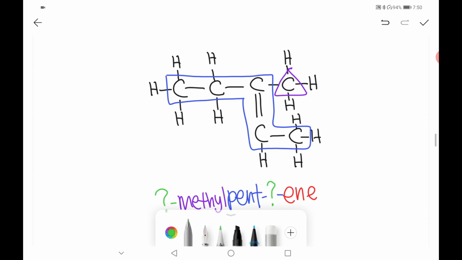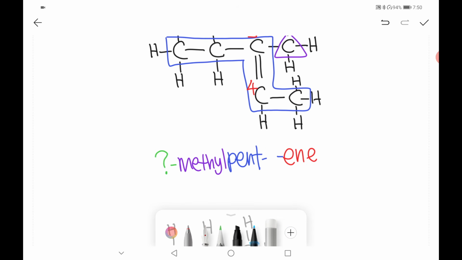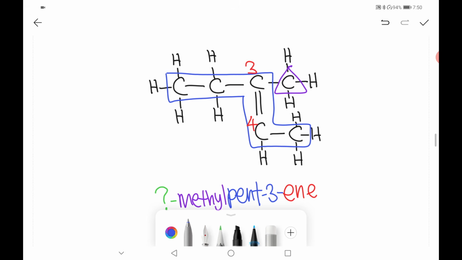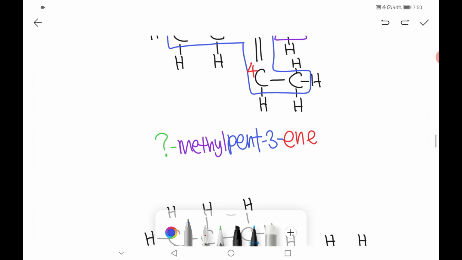We will count from the left hand side. Left hand side, this is carbon number 1, this is carbon number 2, this is carbon number 3 and number 4. As you can see, the double bond is between carbon number 3 and carbon number 4. Since the double bond is between carbon number 3 and carbon number 4, we need to choose the smaller number. The smaller number is 3. So this is pent-3-ene. What about the branch? As you can see, the branch is on carbon number 3. The branch is sticking to carbon number 3.